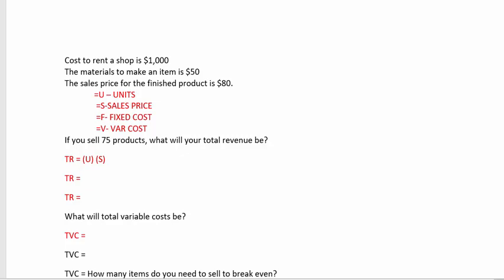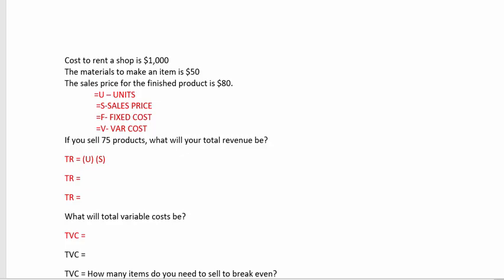In your textbook, you'll be reading a lot about this topic, and you'll be having some word problems that you will be completing. I wanted to create some videos to show you some simple ways to solve the problem. The first thing that I always do is I like to define my variables. In this textbook, U represents units, S represents sales price, F represents fixed cost, and V represents variable cost.